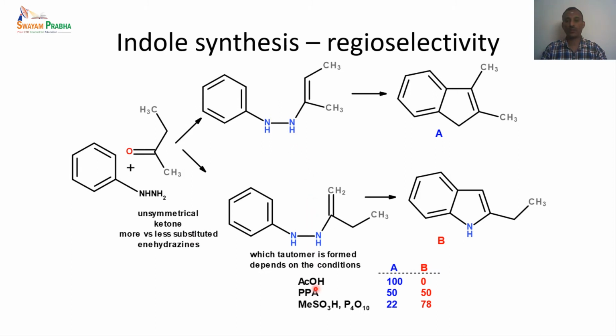Depending on the acid which we are using, if you use acetic acid, the product A is formed exclusively, that is 100%. When we use polyphosphoric acid or methane sulfonic acid, the product B is formed in relatively higher amounts. With polyphosphoric acid we have a 1:1 ratio of A and B, whereas when we use methane sulfonic acid we get a maximum of 78% of the product B. So the regioselectivity can be controlled by changing the acid used for the cyclization.